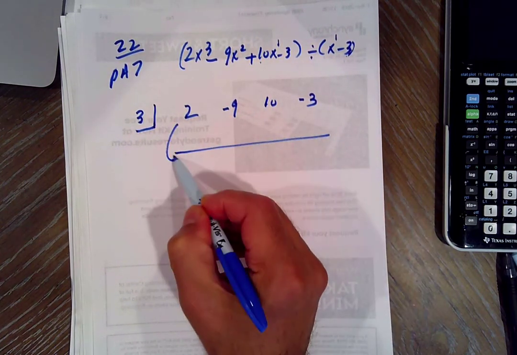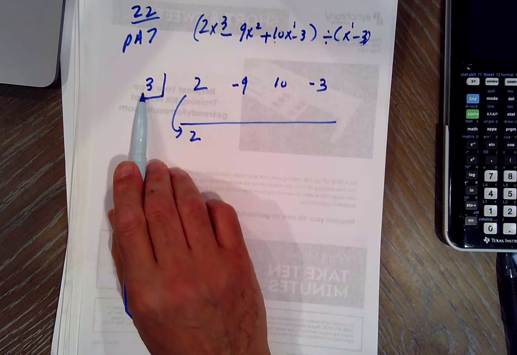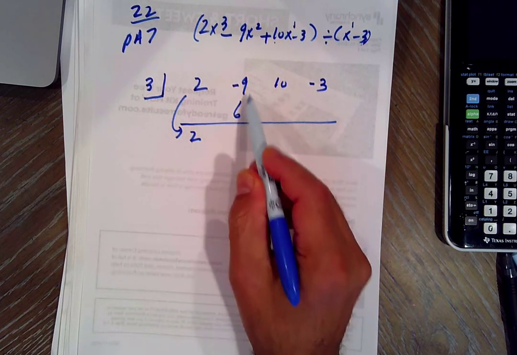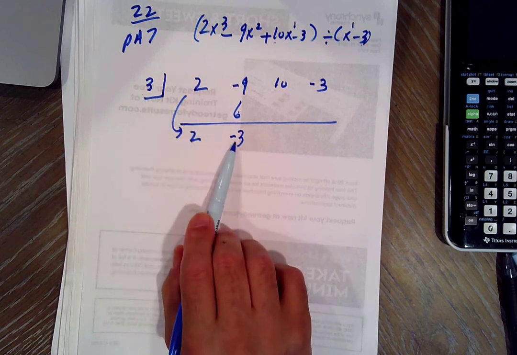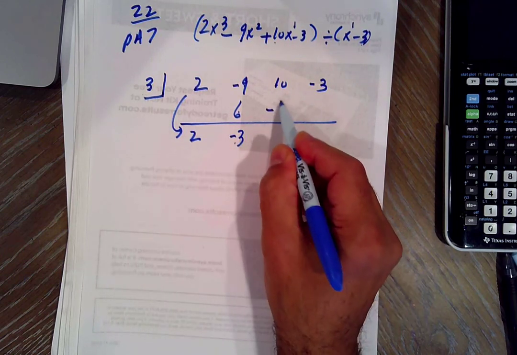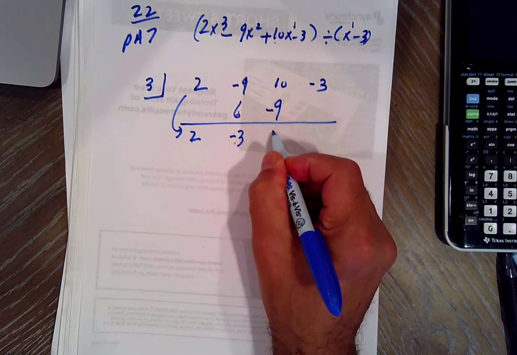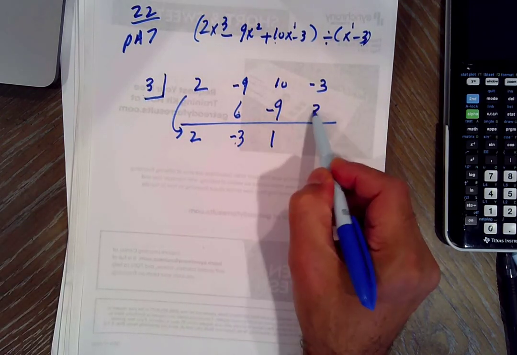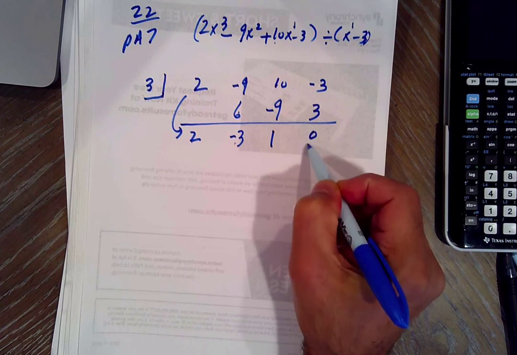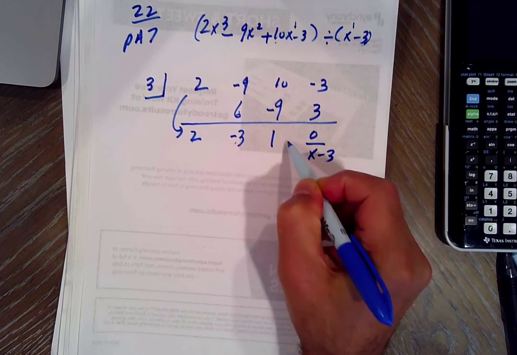Draw a line, drop the 2. 3 times 2 is 6. Negative 9 plus 6 is negative 3. 3 times negative 3 is negative 9. 10 plus negative 9 is 1, and 3 times 1 is 3. 3 plus negative 3 is 0, so the remainder is 0.